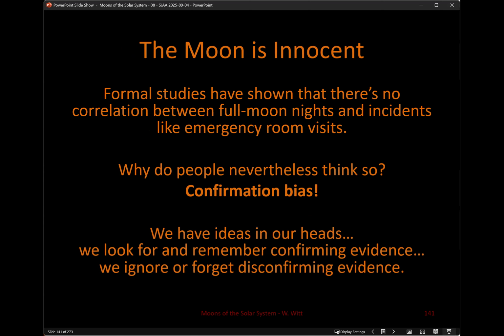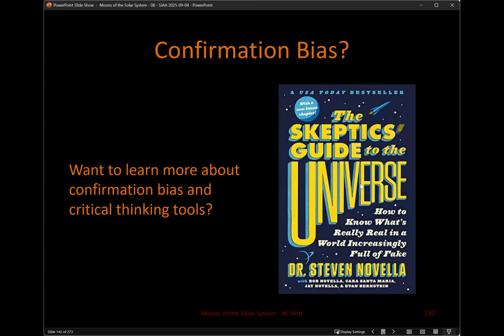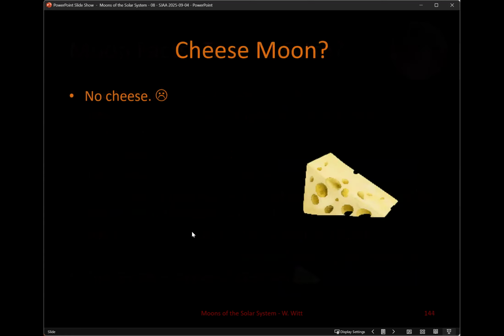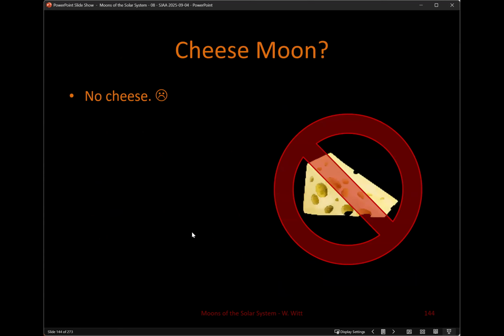And this is actually a really important concept because it doesn't come up only in this moon context, right? It comes up all the time in our lives, right? And if you want to read more about this stuff, here's a book you could look up: The Skeptic's Guide to the Universe. Lots of cool content about confirmation bias and other critical thinking tools. I recommend it if you have not come across this. And then finally, the moon is made of cheese, and it's not. You probably knew this one, right?